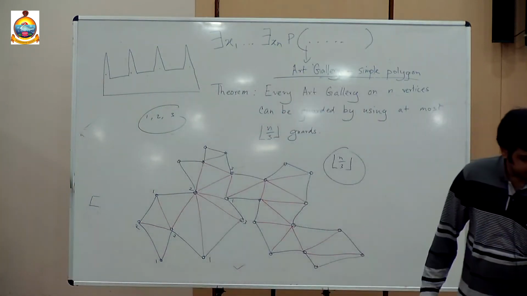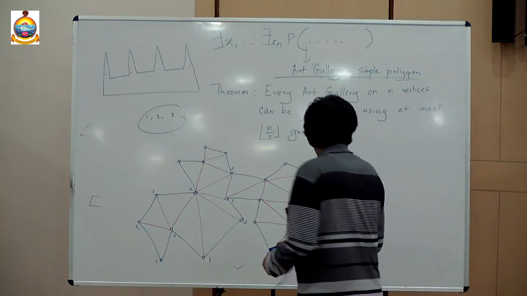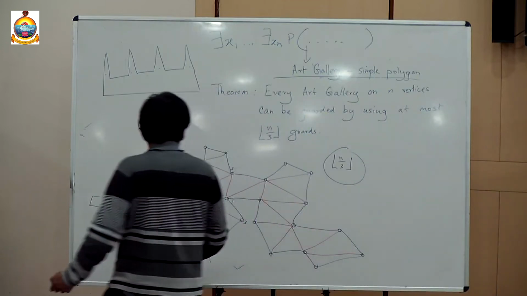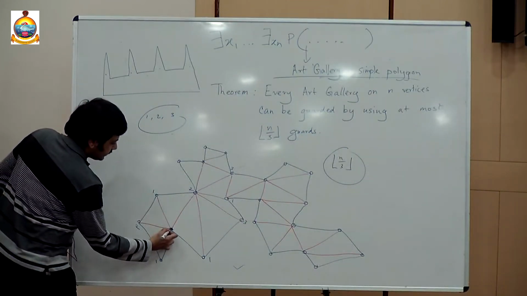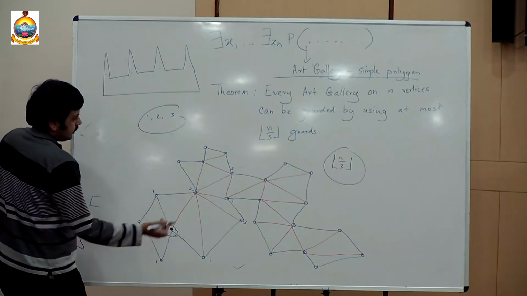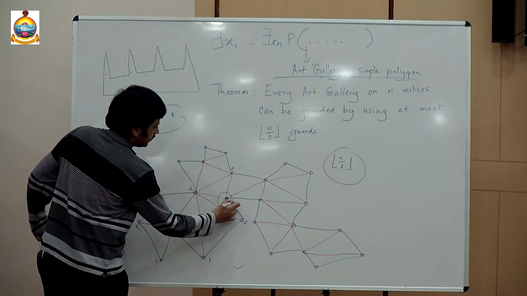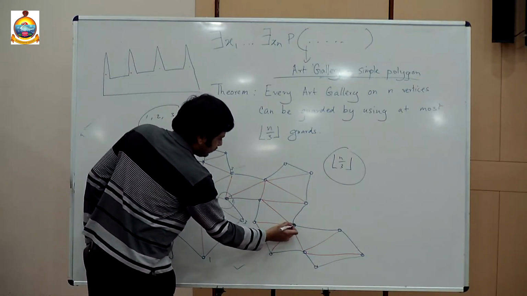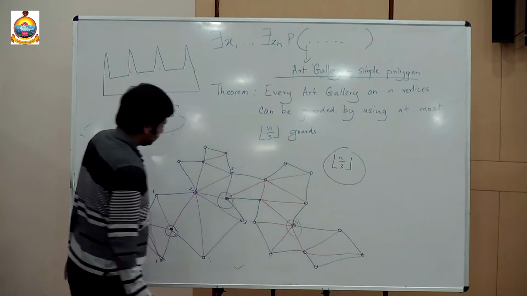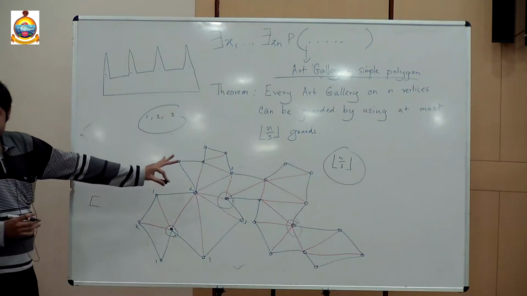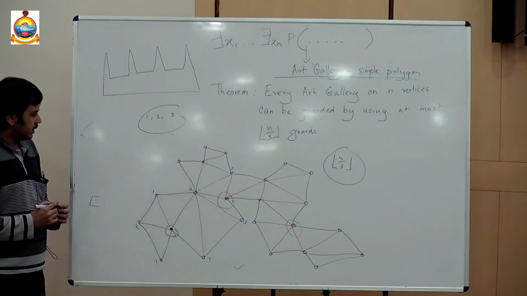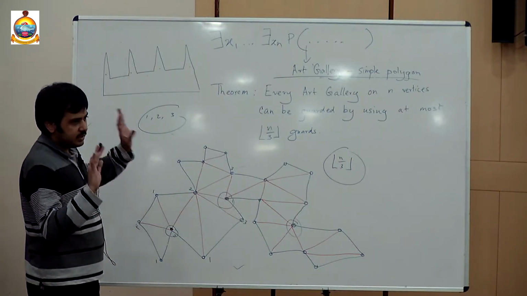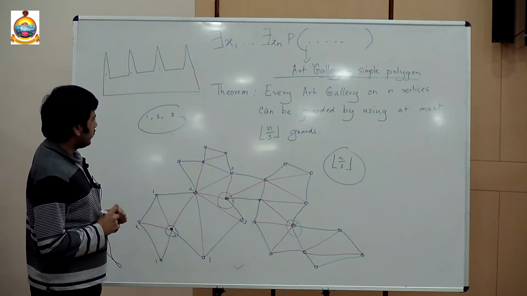But instead of using n by 3 guards, we can choose this, and this. Though n by 3 are sufficient to guard the whole polygon, we can do it with 3 guards here. So, this is the minimization version of the art gallery problem.